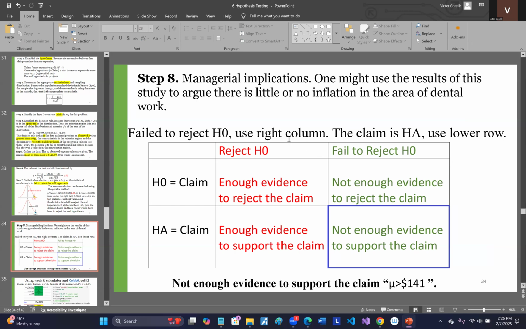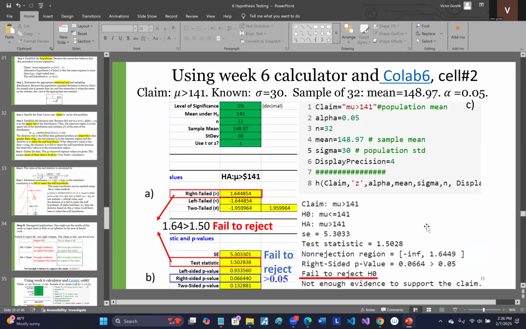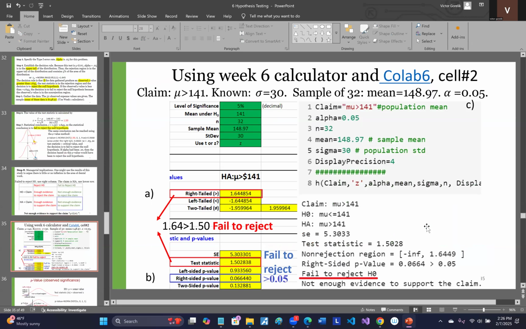Now we use the decision matrix and see that there is not enough evidence to support the alternative to the H0 hypothesis, which is the claim. Not enough evidence to support the claim that mu is greater than $141. The problem can be solved with the Excel calculator or with Collab 6. It was a right-tailed test, mu at 141.